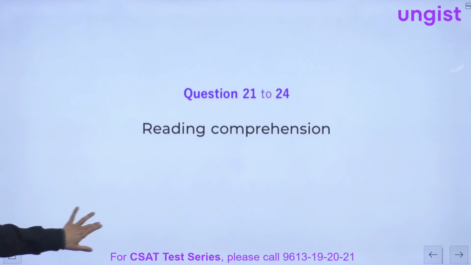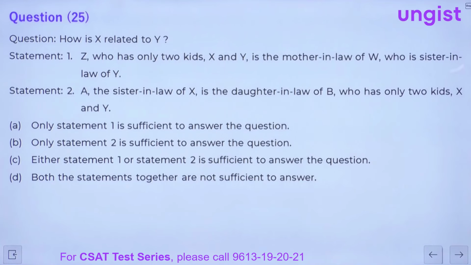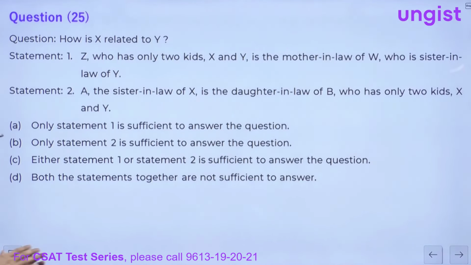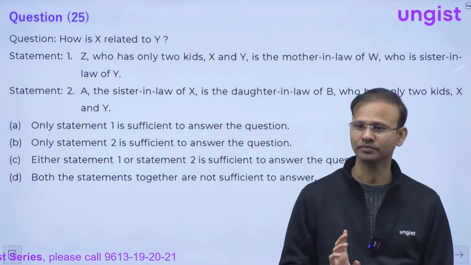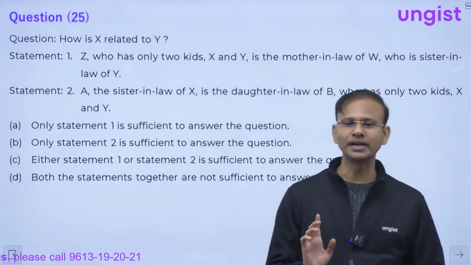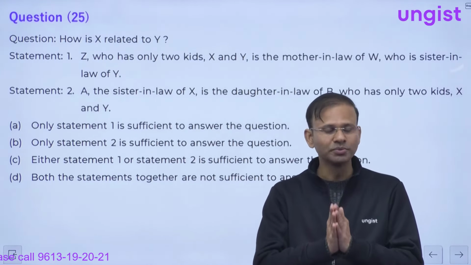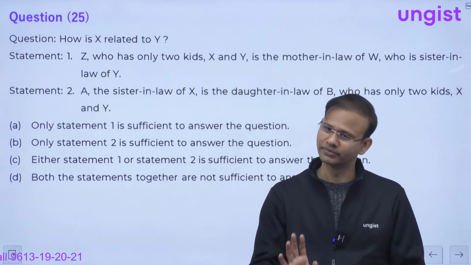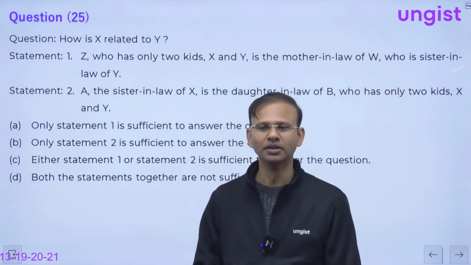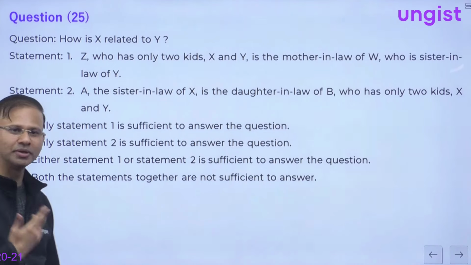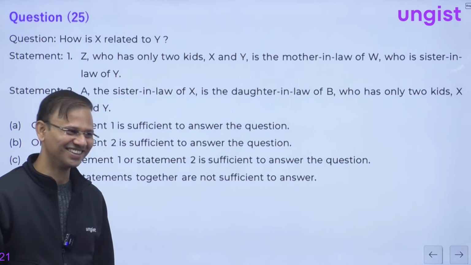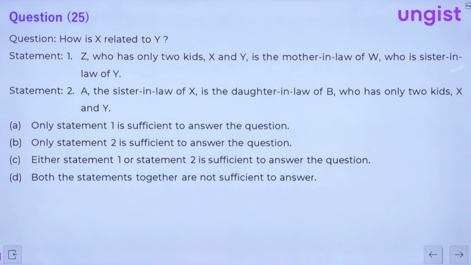Okay, 21 to 24 are RC questions, so okay. How X is related to Y? Guys, these are the questions of blood relation. In blood relation questions, you don't have to assume the gender. Until it has been said in the question, you can never assume the gender from your end. Because do not decide gender by name there, it will go wrong, because Pushpa was a male character in a movie, right? Anyways, so guys the question is saying how X is related to Y.